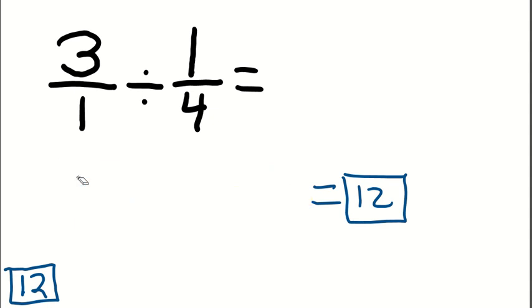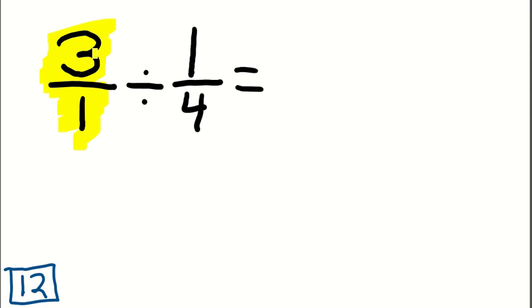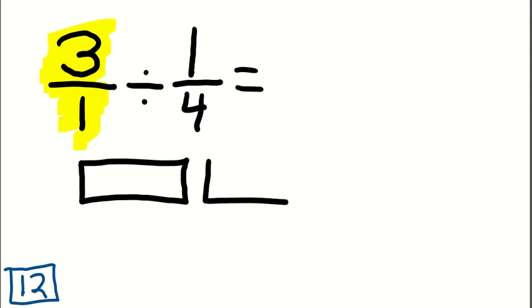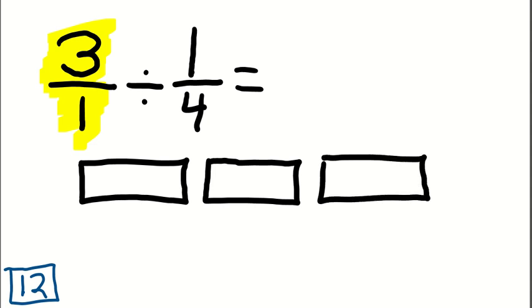How can we illustrate that the answer here is in fact 12? Well, I always like to start by drawing a picture of the dividend. The dividend, it gets divided in the end, the dividend. That's the fraction on the left. So this represents 3 wholes. So how about we do 3 whole candy bars? That's 1 candy bar. That's 2 candy bars. And this is 3 candy bars. And thus we have represented the fraction on the left.